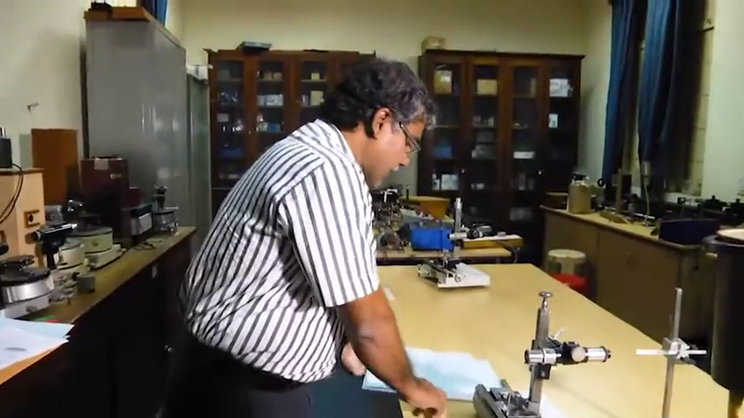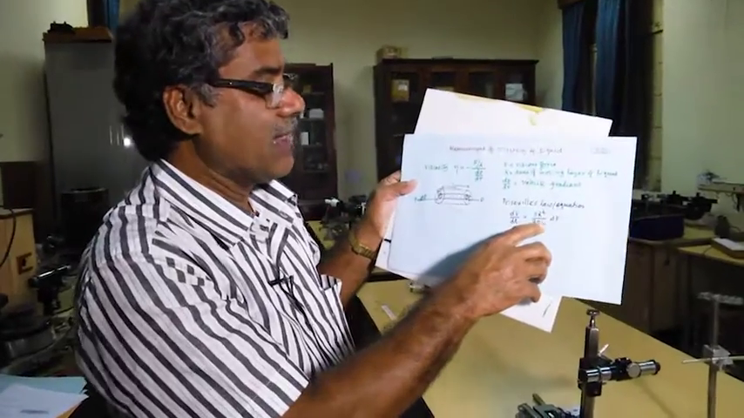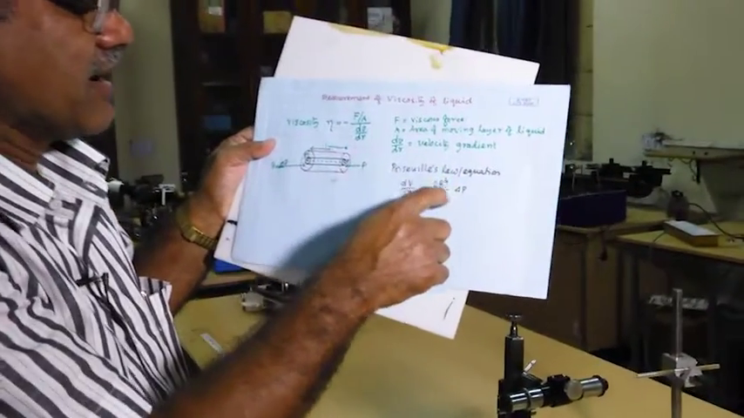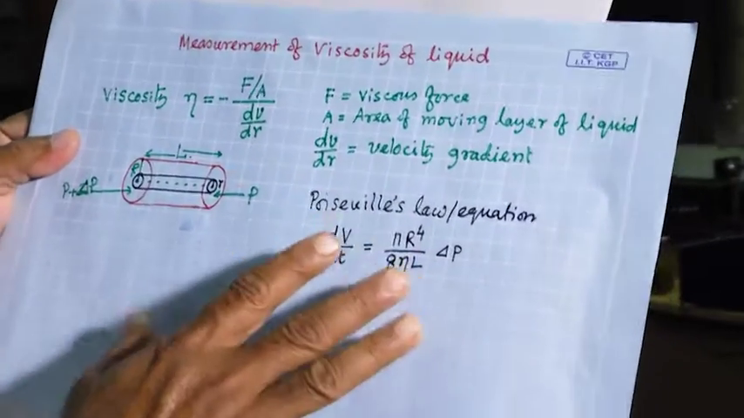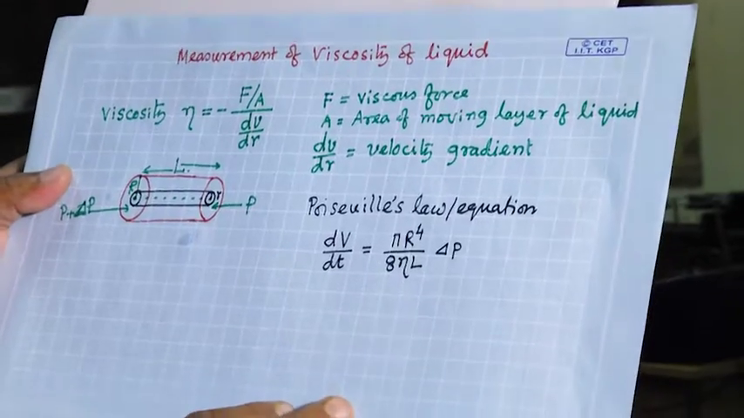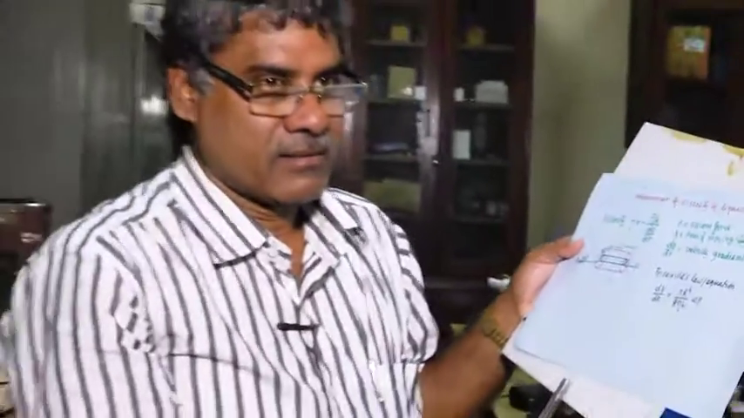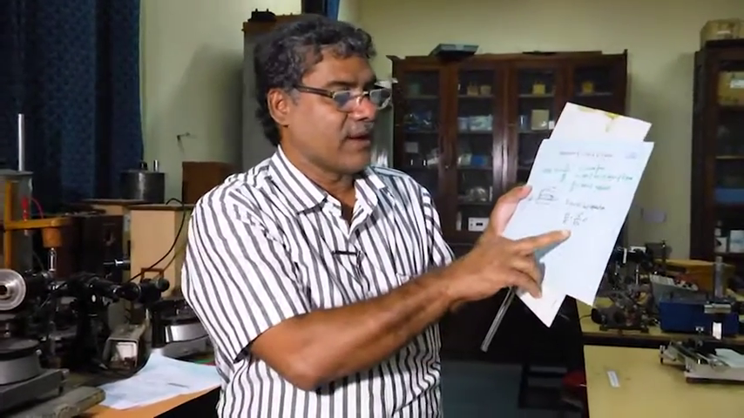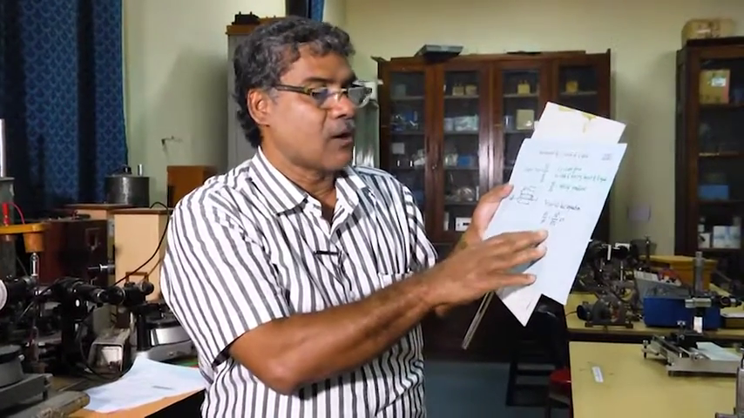That way you have R as well as L, and from the graph you have the gradient value. From there you can find out eta. In the next class I will show you the data and tell how to analyze the data, how to find out this eta value, the viscosity value, as well as how to calculate the error. So, I will stop here. Thank you.